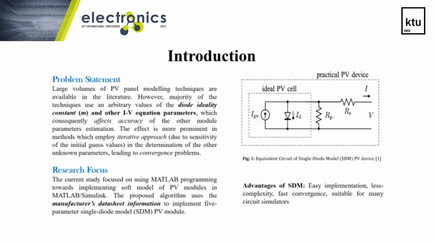As such, the current study focused on using MATLAB programming to implement the PV modules in MATLAB Simulink. The proposed algorithm in this study uses the manufacturer's datasheet information to implement a 5-parameter single diode model of the PV module. As you can see in figure 1, it shows the equivalent circuit of the single diode PV model of the PV module device used for the implementation of the algorithm. Why the single diode model? The single diode model was used because of its easy implementation, fast convergence, less complexity, as well as its suitability for the majority of circuit simulators.